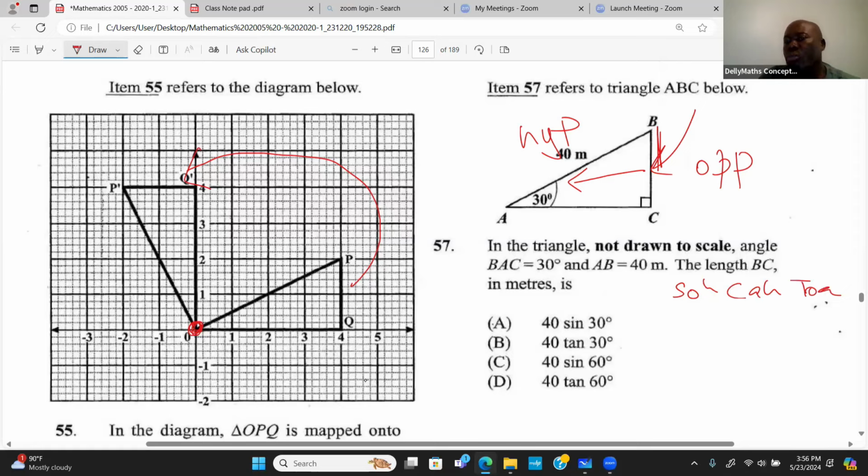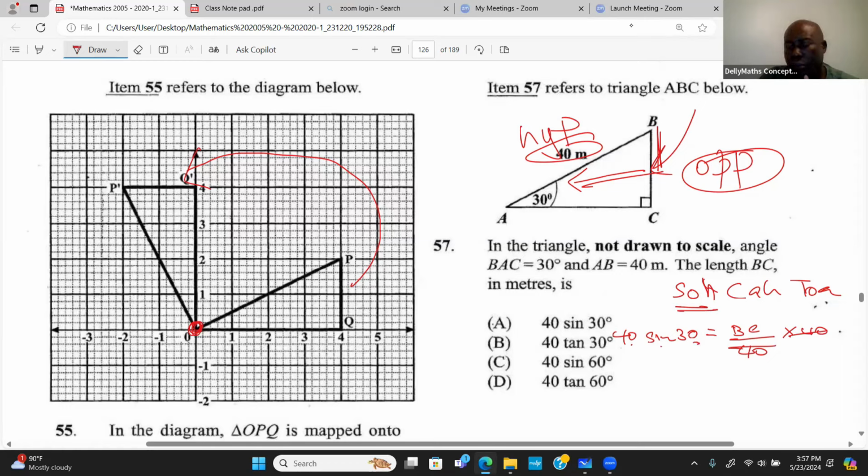So which one of these are being highlighted? I'm seeing sine, because they asked me for the opposite side to the angle, and we've got the hypotenuse. So we want to start off by setting up what we know. So we're saying the sine of 30 degrees is equal to BC over 40. So in an effort to find BC, we could multiply both sides by 40. And then 40 sine 30 is the answer.